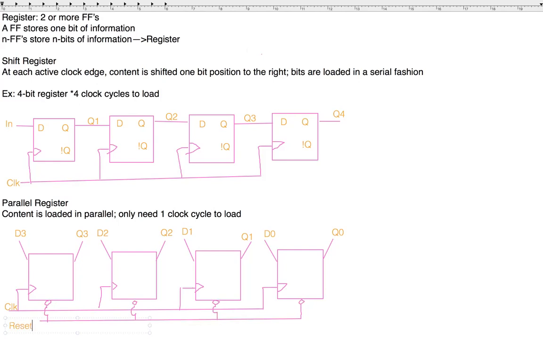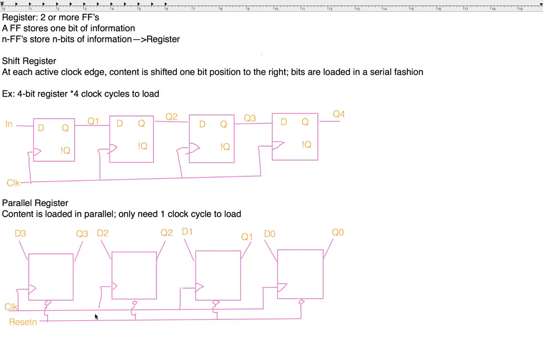Okay, so we have our clears hooked into all these. I'm going to call it reset, and he likes to usually use that a lot. And we have our inputs going to each of these, and we have our outputs. So this is what a parallel one looks like. You only need one clock cycle to load, but you need 4 data lines here, you'll see. And that's the one thing about how parallel register works. You can put the information in parallel.